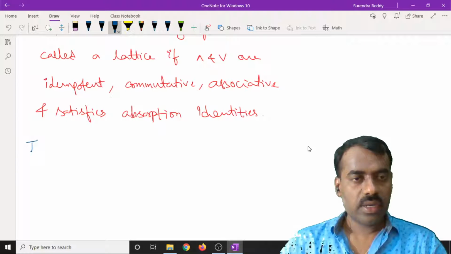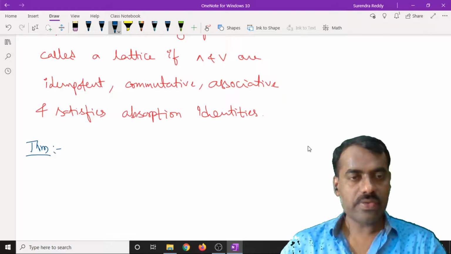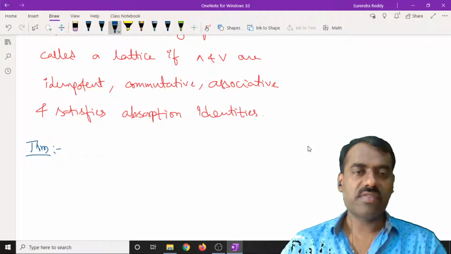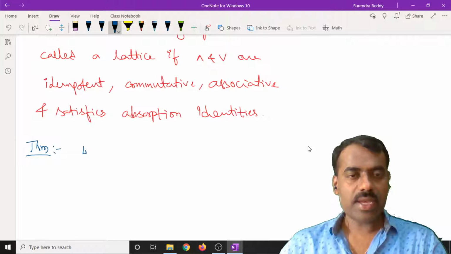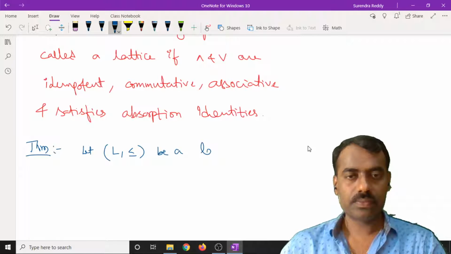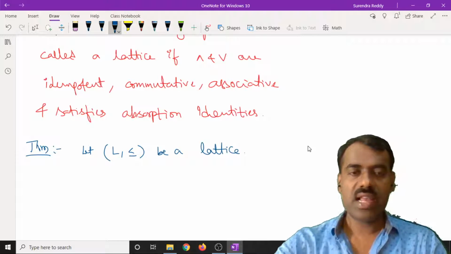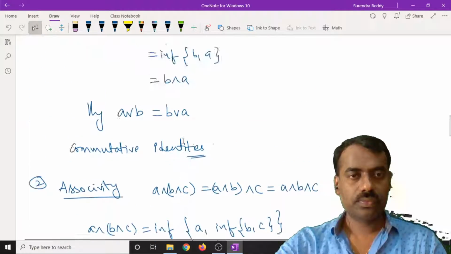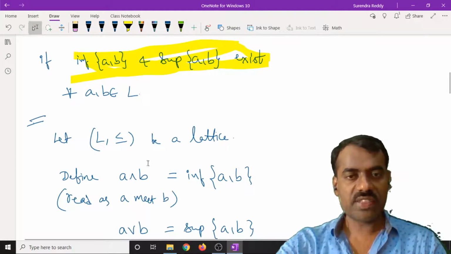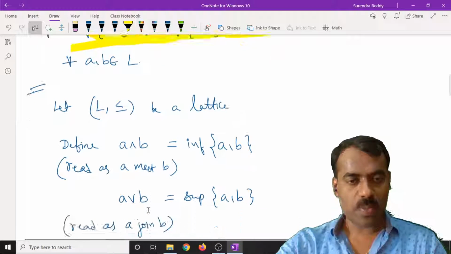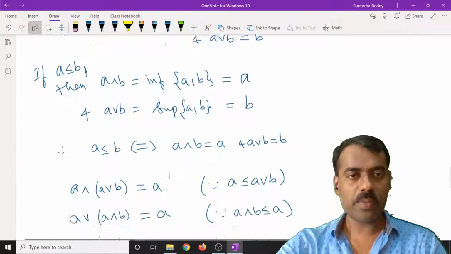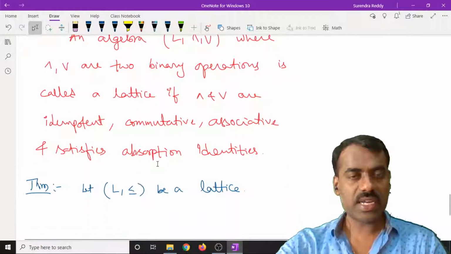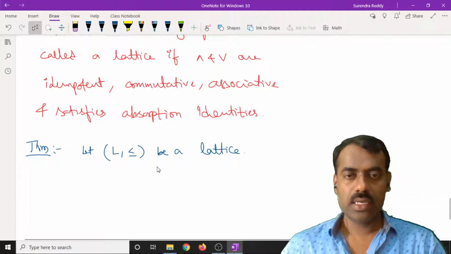lattice. So whatever we have discussed above, we can immediately state that the following proof we already did. Now we are doing the statement further. So let L as a poset be a lattice. So we started with a lattice as a poset. Then we have defined two operations. With respect to those two operations, we have discussed that all properties are satisfied. So therefore, that algebra will become a lattice, right?